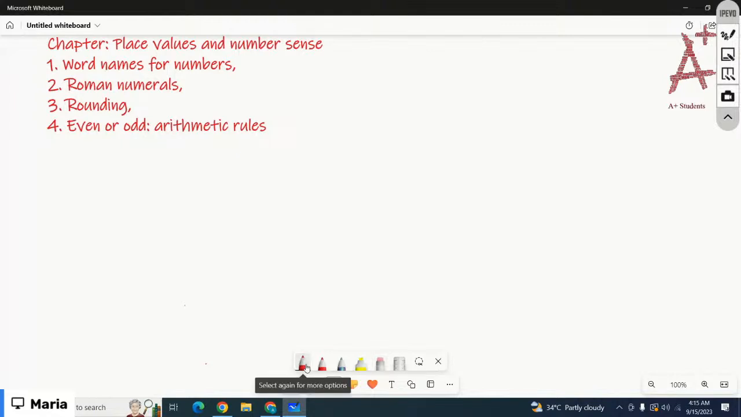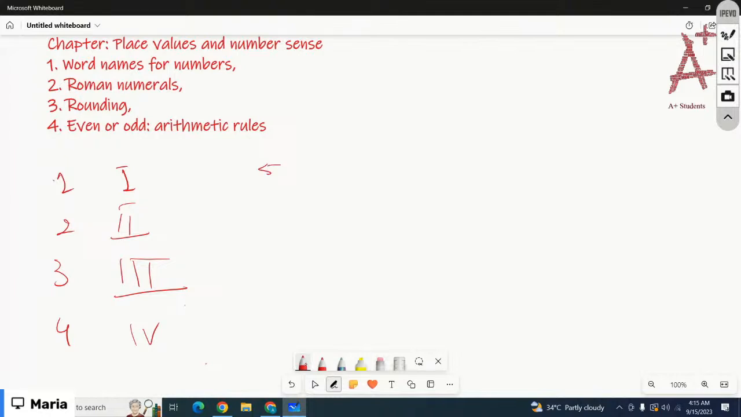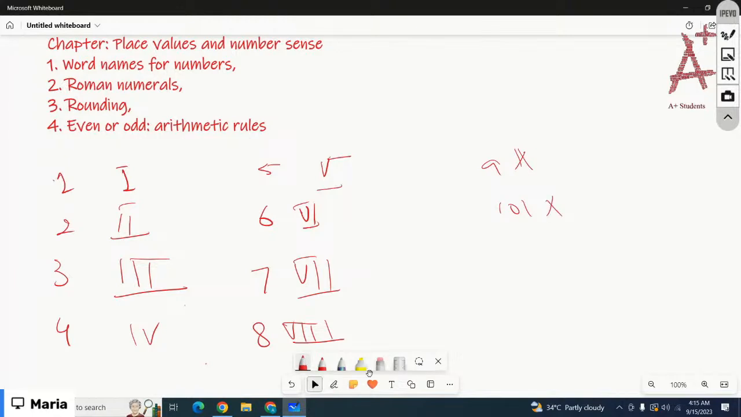For example, you can represent 1 as I. Then you can write 2 as II, and 3 as III. Then you can write 4 as IV, 5 as V, 6 as VI, 7 as VII, 8 as VIII. Then you have 9, then you have 10. No, 10 is just X, sorry. You can use these values to make other numbers.